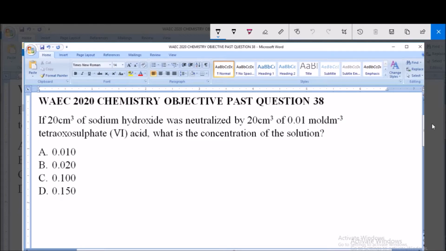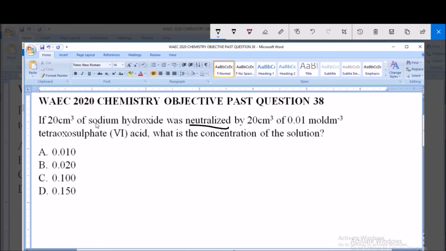If 20 cm³ of sodium hydroxide was neutralized by 20 cm³ of 0.01 moles per dm³ tetraoxosulfate 6 acid, what is the concentration of the solution? A, 0.010; B, 0.020; C, 0.100; D, 0.150. So this right here is a neutralization reaction.